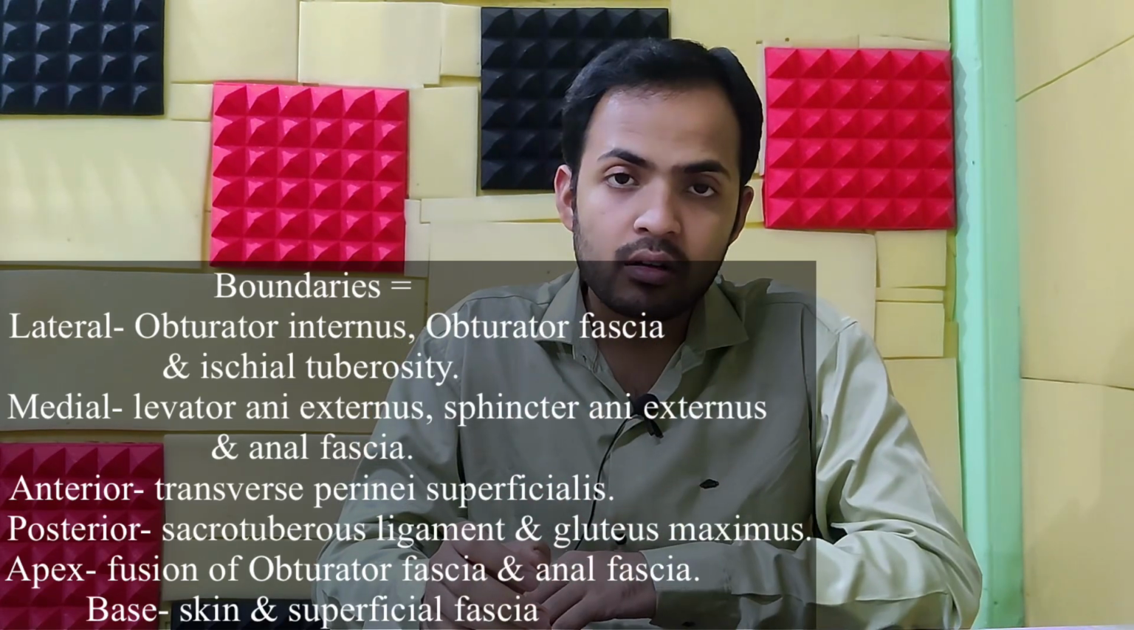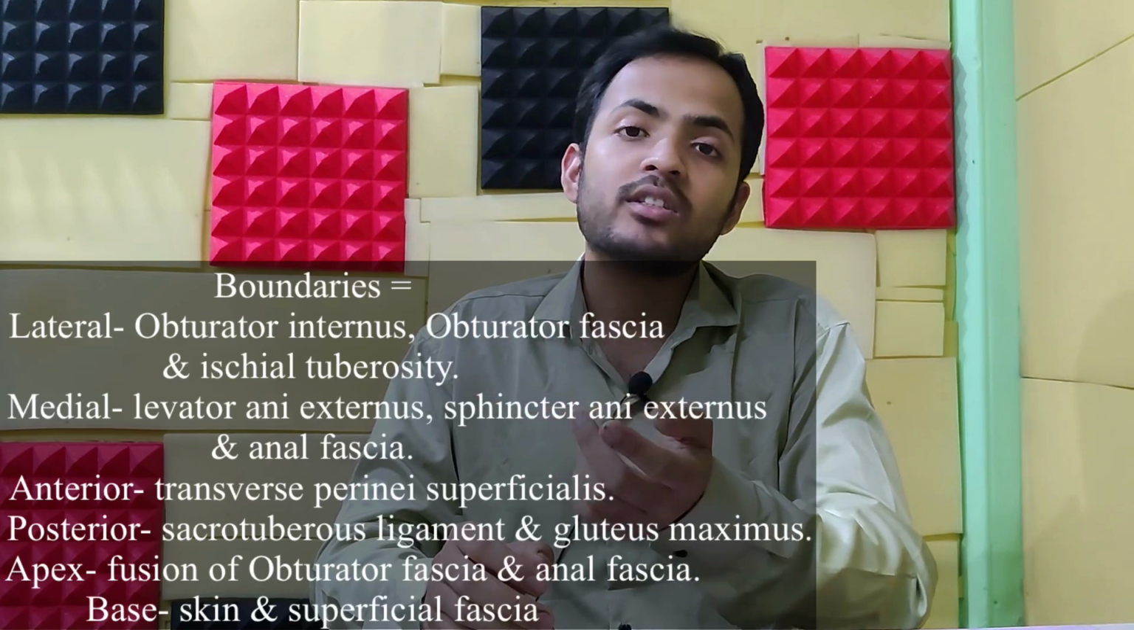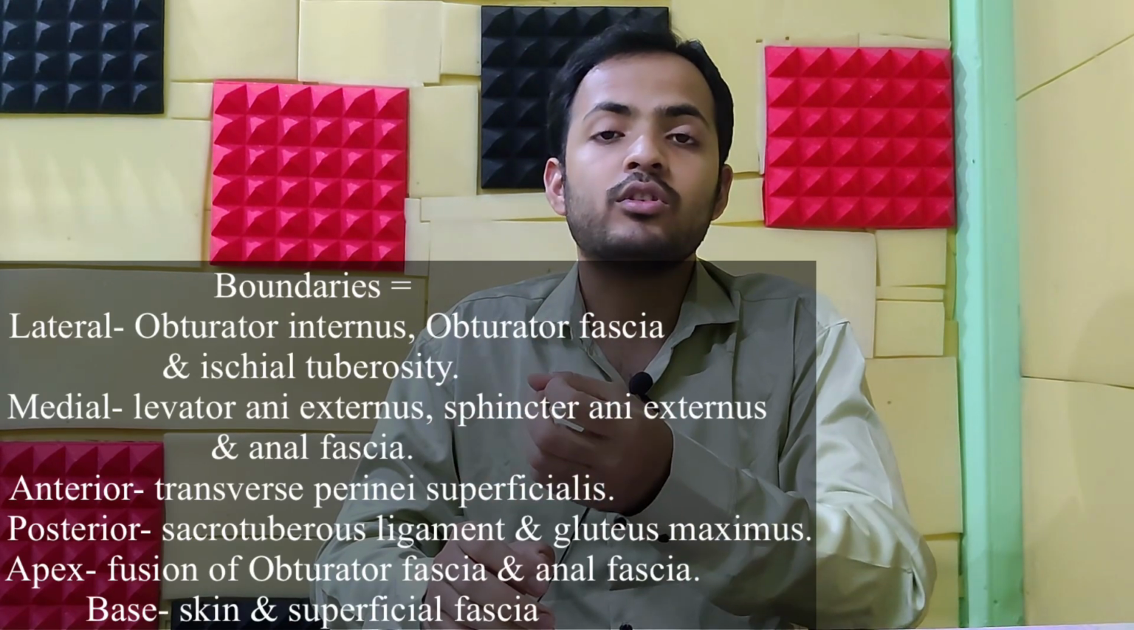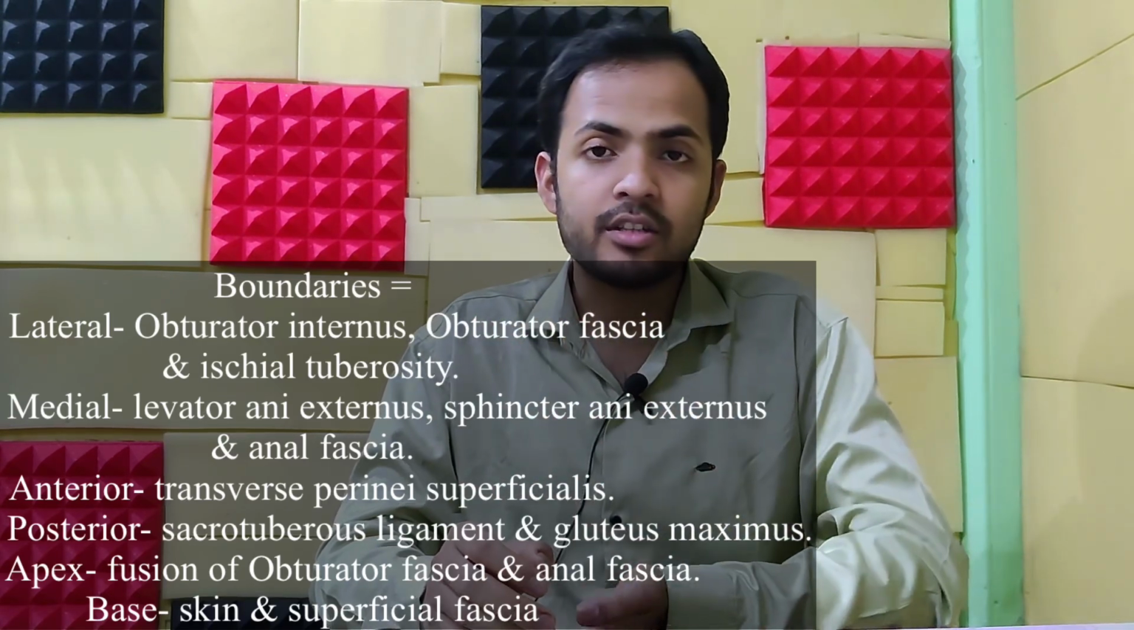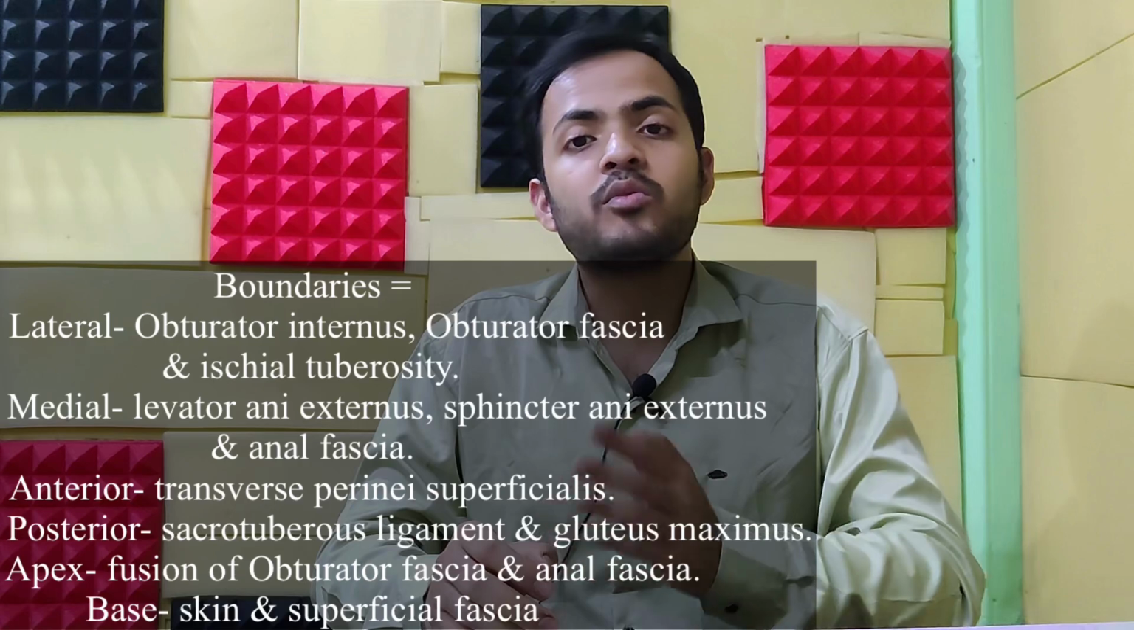you're going to find the sacrotuberous ligament along with the gluteus maximus muscle. Now the apex is formed by the fusion point of the anal fascia and obturator fascia, and the base is formed by the skin and superficial fascia.